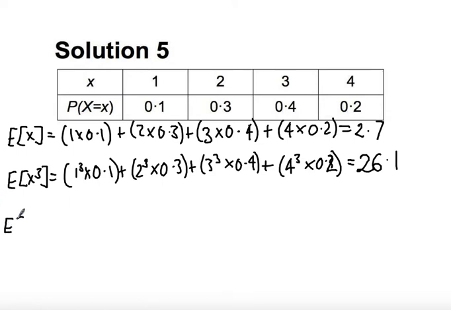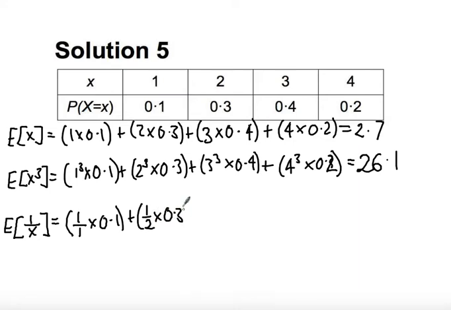Finally, expectation of 1 over x. Deal with this exactly the same. Yes, it's slightly different because we've got a reciprocal, but it's exactly the same. So I'm going to say, okay, 1 over my x value, which is 1 over 1, times the probability, 0.1, plus 1 over my x value, which is 2, times the probability, which is 0.3, plus 1 over my x value, which is 3, times the probability, 0.4, plus 1 over my x value, which is 4, times the probability, which is 0.2.